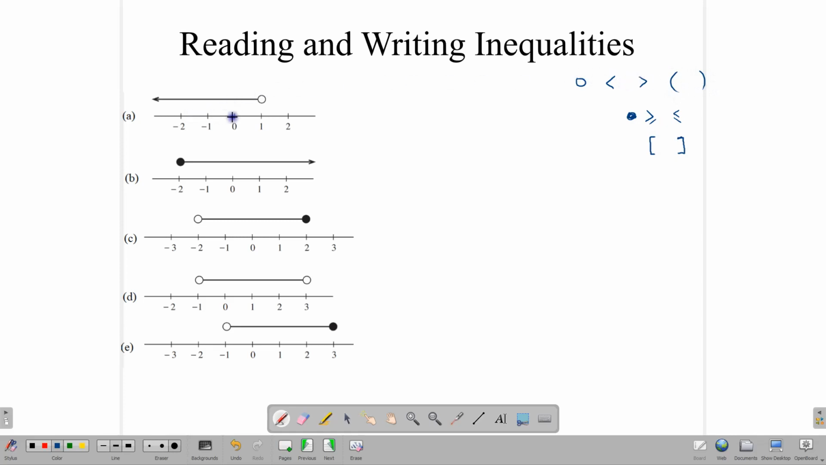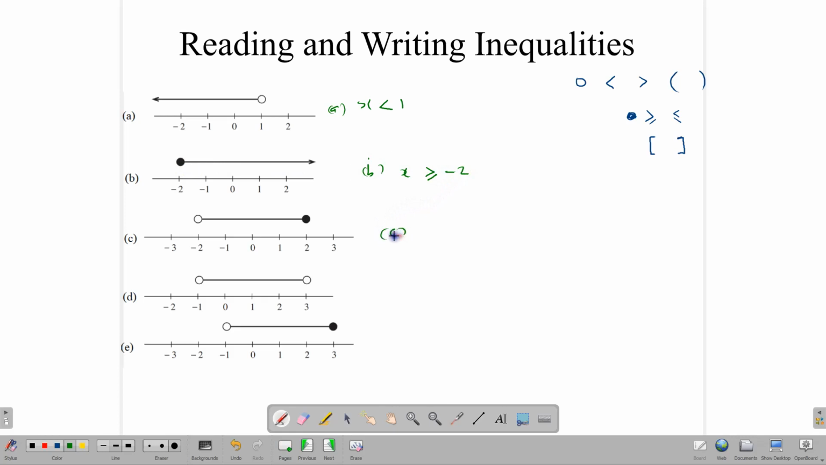So here, we're going to change these to inequality form. So here we're saying that the numbers start at 1 here, they go in that direction, so it's less than 1. So we're going to write it as, in this case, x is less than 1. That's part A. B, the numbers in this case are -2, 1, 0. So the numbers here are bigger than -2, but they also include -2. So we would write that B as x is greater than or equal to -2.